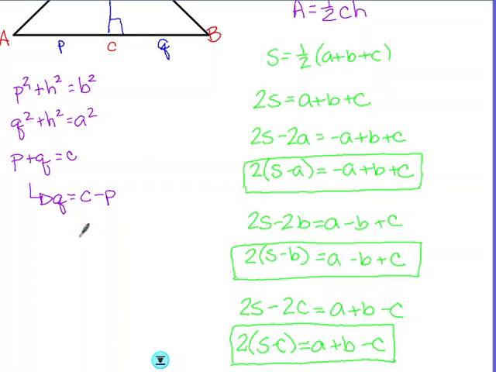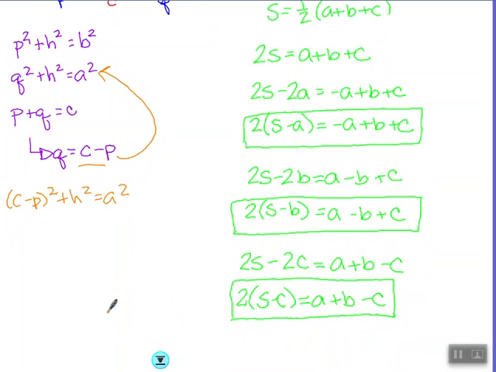Now I'm going to go back to these purple equations I have over here. I'm going to start by substituting C minus P in for Q in this formula. So I have (C minus P) squared plus H squared equals A squared. If I multiply this out, I have C squared minus 2CP plus P squared plus H squared equals A squared.